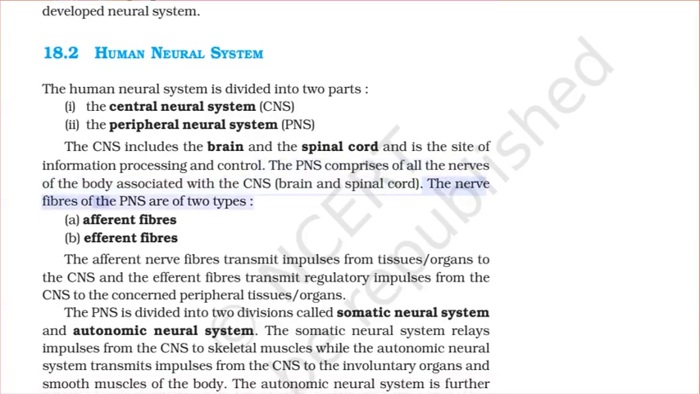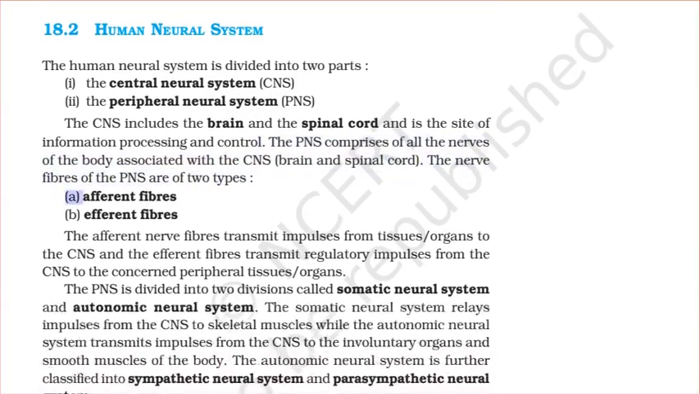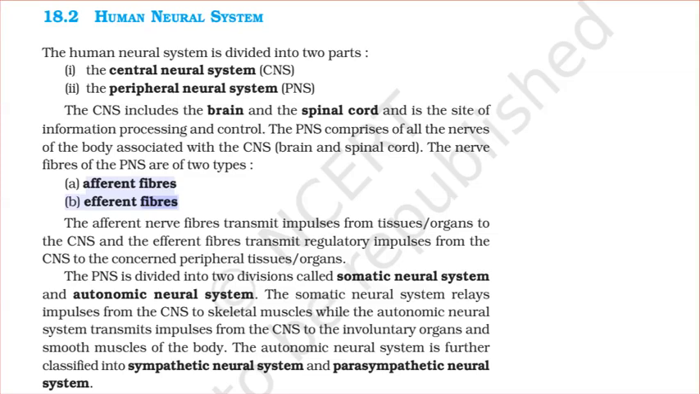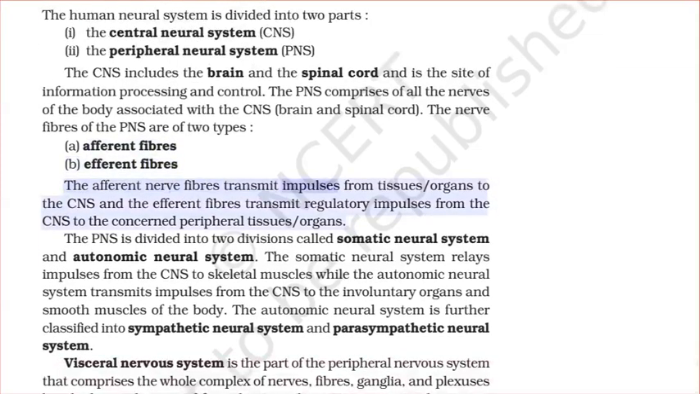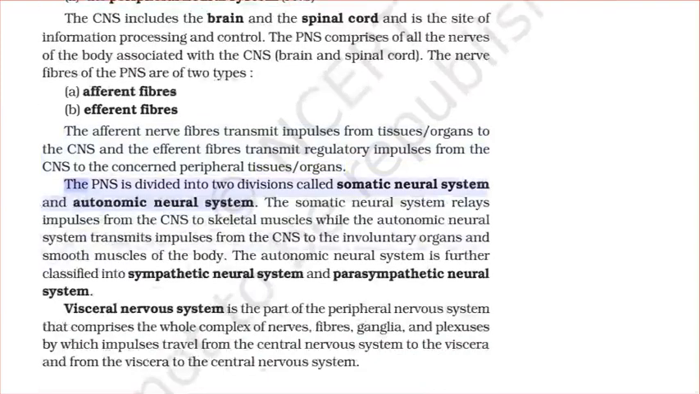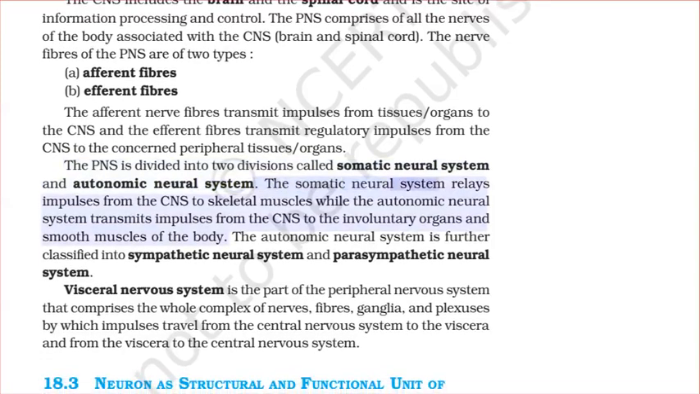The nerve fibers of the PNS are of two types. A. Afferent fibers, B. Efferent fibers. The afferent nerve fibers transmit impulses from tissues, organs to the CNS, and the efferent fibers transmit regulatory impulses from the CNS to the concerned peripheral tissues, organs. The PNS is divided into two divisions called somatic neural system and autonomic neural system. The somatic neural system relays impulses from the CNS to skeletal muscles, while the autonomic neural system transmits impulses from the CNS to the involuntary organs and smooth muscles of the body.